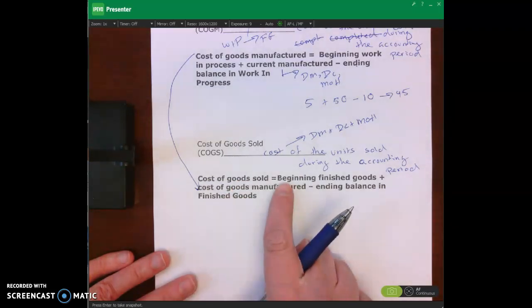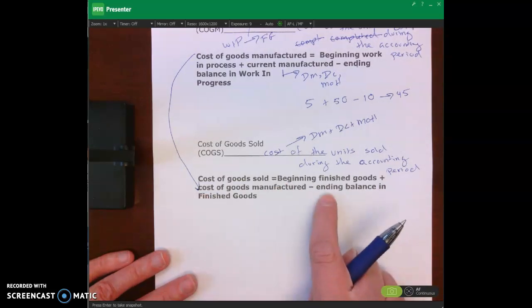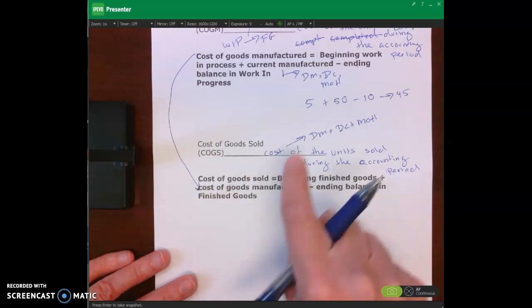So it's the cost of our beginning finished goods plus our cost of goods manufactured minus the cost of our ending finished goods gives us the cost of the goods that we did sell.